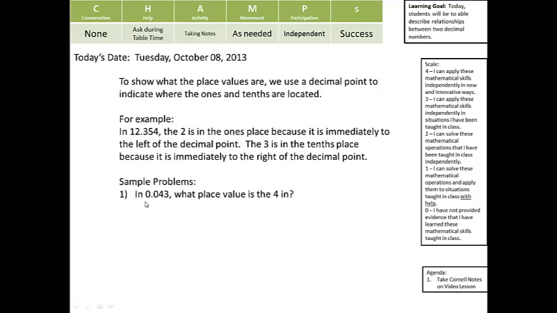So in this first sample problem, we have the number 43 thousandths. We know that we call it thousandths because the 3 is in the thousandths place. We have the tenths place, we have the hundredths place, and we have the thousandths place. So this is called 43 thousandths. We want to know what place value the 4 is in, so we just count over: tenths place, hundredths place. So the 4 is in the hundredths place.